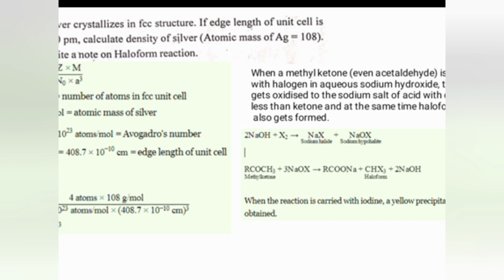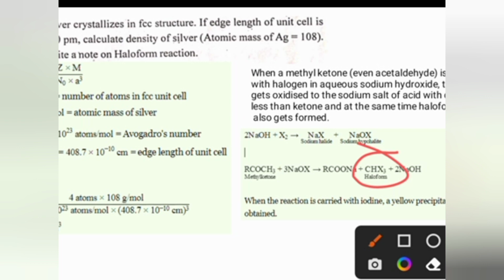Second question in the same one: write a note on the haloform reaction. In a haloform reaction, when a methyl ketone is reacted with halogen in aqueous sodium hydroxide, the ketone gets oxidized to the sodium salt of an acid, with one carbon less than the ketone, and at the same time haloform gets formed. It's called the haloform test. So here, in this example, haloform is formed in this reaction.